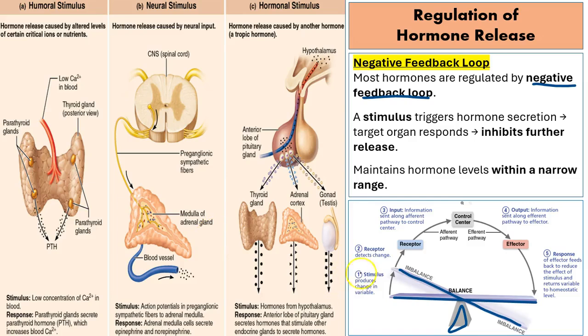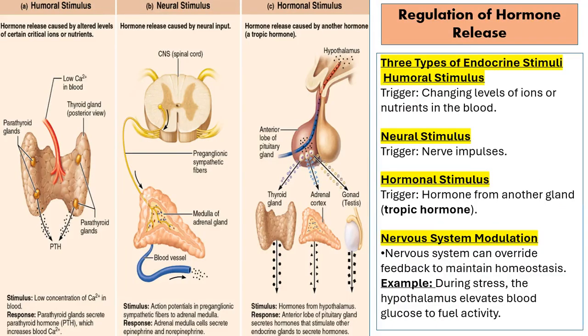But guess what? All stimuli are not the same. There are going to be some stimuli that come specifically from a change in ions or nutrients in the blood. There are going to be some that come from nerve impulses, and also some that come from another gland. Okay, so some hormones are going to be released in response to another gland. All these stimuli are going to help trigger a target organ response that's going to inhibit further release. Let's get into these three types of endocrine stimuli.